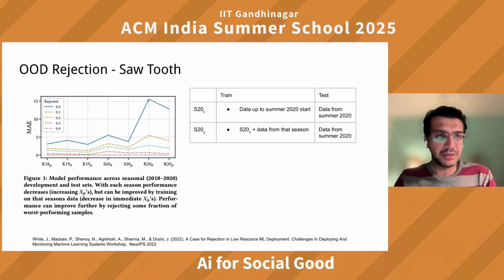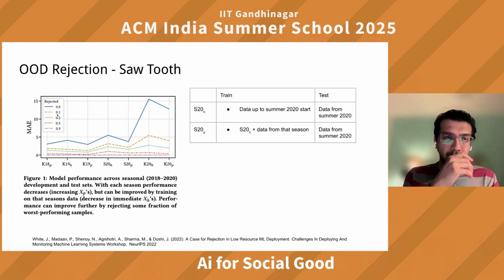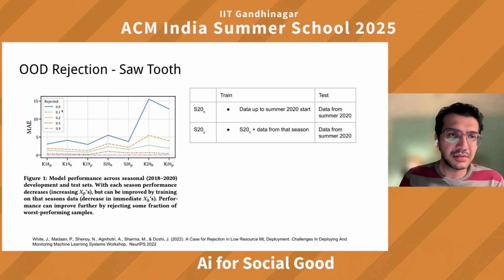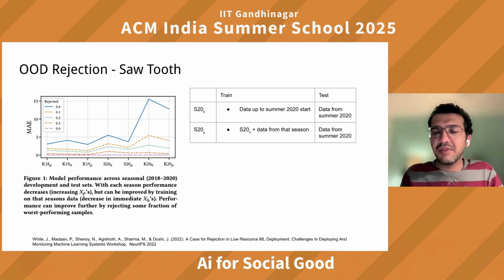Okay. Now the next thing I would like you to pay attention to is this rejected. What this means is if I am allowed to reject 0.1, so 10% of samples, right? Reject means I abstain from giving any prediction.